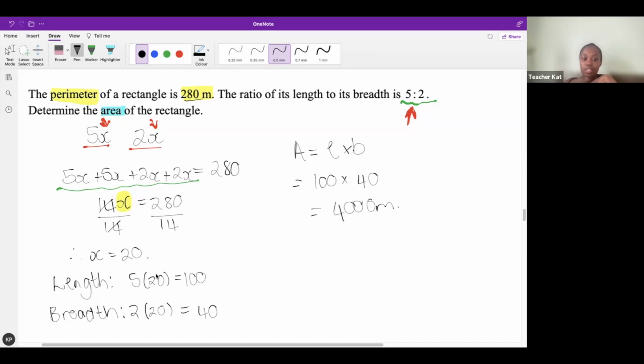Okay, and if you're not sure about these guys, just add them and see if you get 280. 100 plus 100 is 200, plus 40 is 240, plus another 40 is 280. So we did the correct calculation.